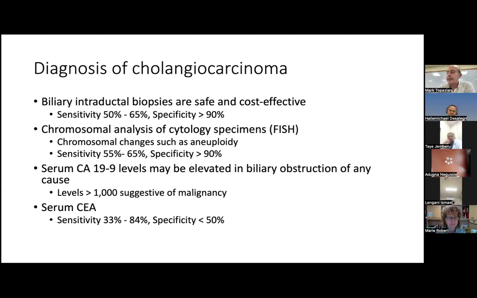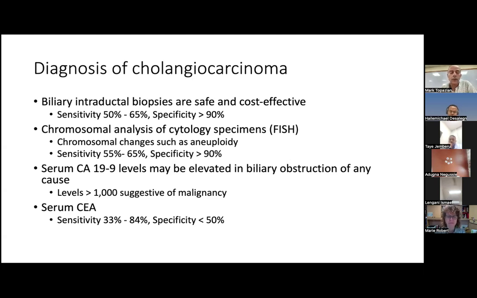As I said, in our setting, we don't have that. We can't afford the brushes, which are single use, and it will also require some pretty fancy pathology lab equipment, I believe. Serum CA-199 levels can be used, but they can be elevated in biliary obstruction of any cause. If they're very high, over 1,000, that's pretty specific for malignancy, and CEA is not that sensitive or specific. So we really rely on these biopsies.